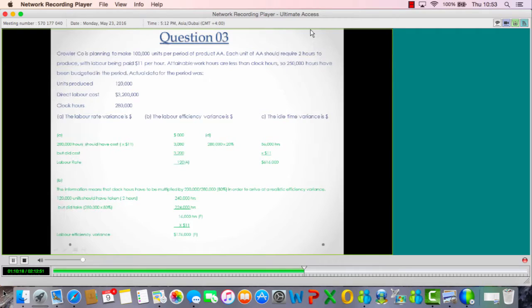So for 280 hours, they haven't given the idle time. So you will need to consider that the budgeted efficiency was achieved. That is why we multiply 280,000 by 80%. Clear? Are you clear?